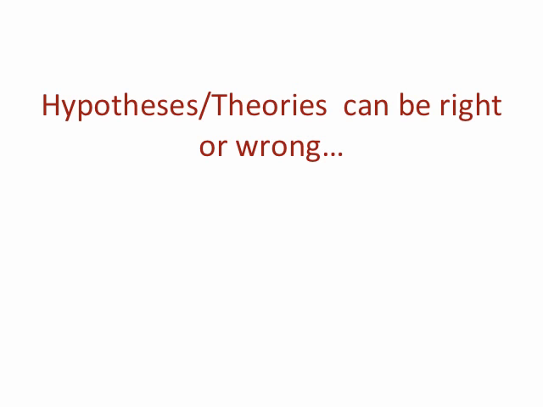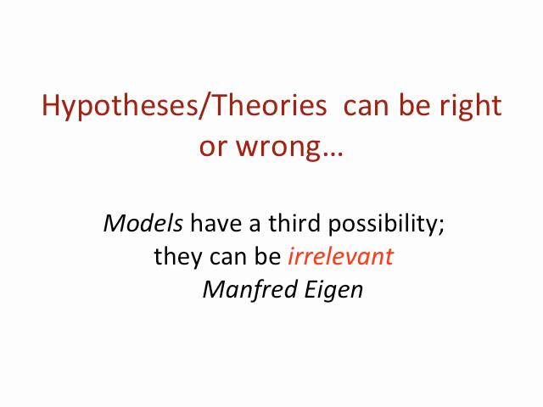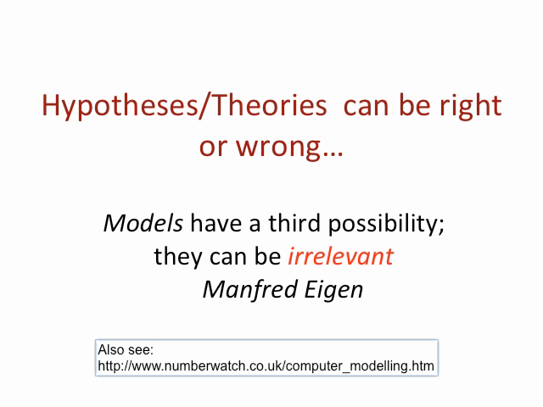And this leads to a famous statement that says hypotheses can be right or wrong, but models have a third possibility: they can be irrelevant, such as the two previous examples shown. Models are irrelevant if the assumptions made in the formulation are at variance with physical reality. This website here has some interesting information on it that you might wish to look at.